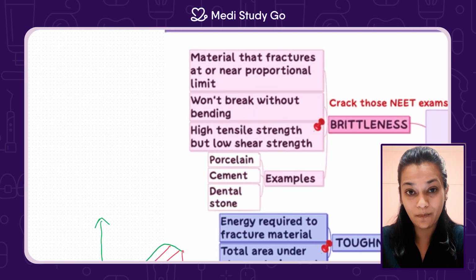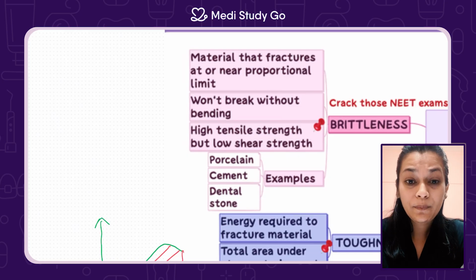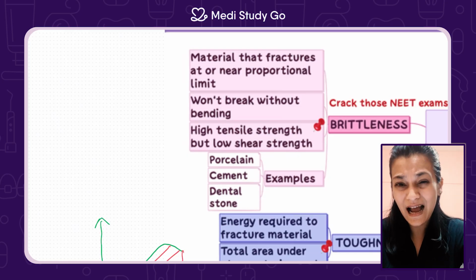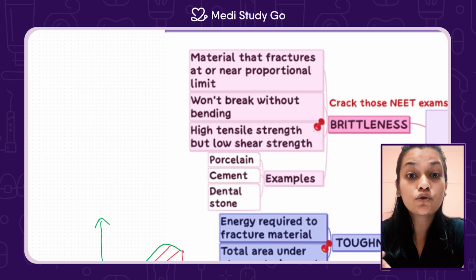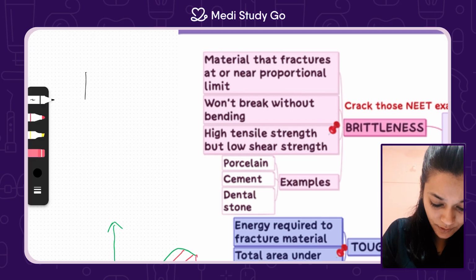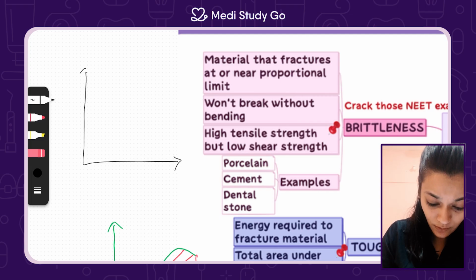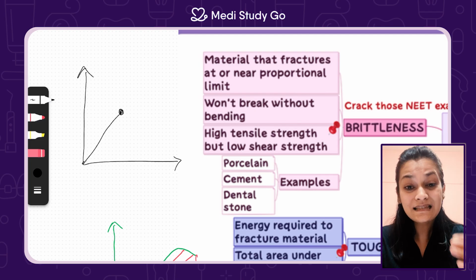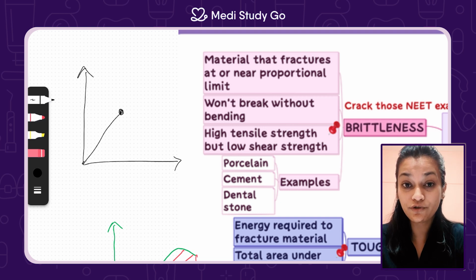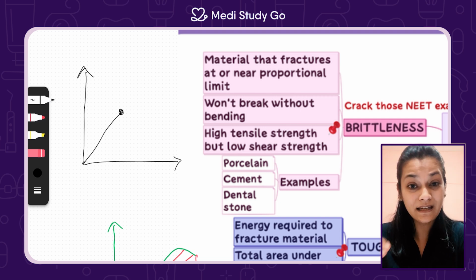Moving on to the last topic, and that's brittleness. A brittle material will fracture at or near its proportional limit. So there will be little or almost no plastic deformation. I hope you remember the graph. Now, we know that it is beyond this proportional limit that the plastic deformation starts. So now that we know that the material is going to fracture without actually crossing the proportional limit, it's going to fracture without bending.